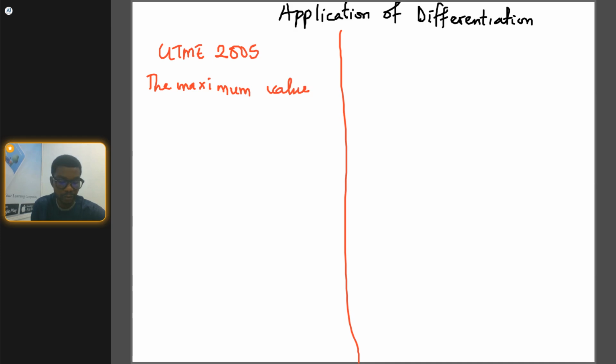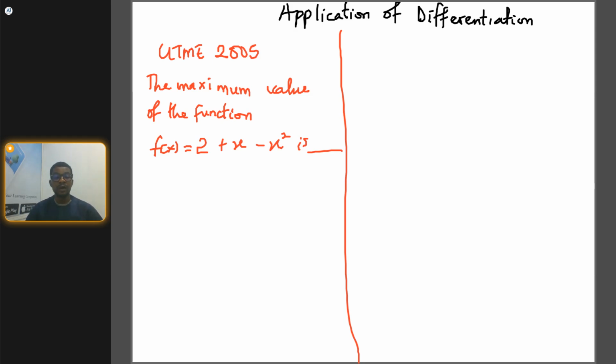The maximum value of the function f of x equals 2 plus x minus x squared is dash. Maximum value. That's what we are asked to obtain.